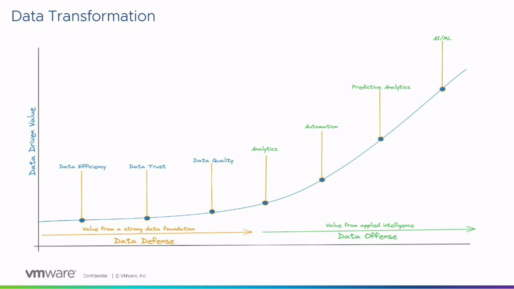Now, that's one direction which a lot of organizations focus on, but when they have achieved strong data foundations, they would ideally like to move from data defense towards the left side of this graph, which is primarily to achieve value from your applied intelligence.